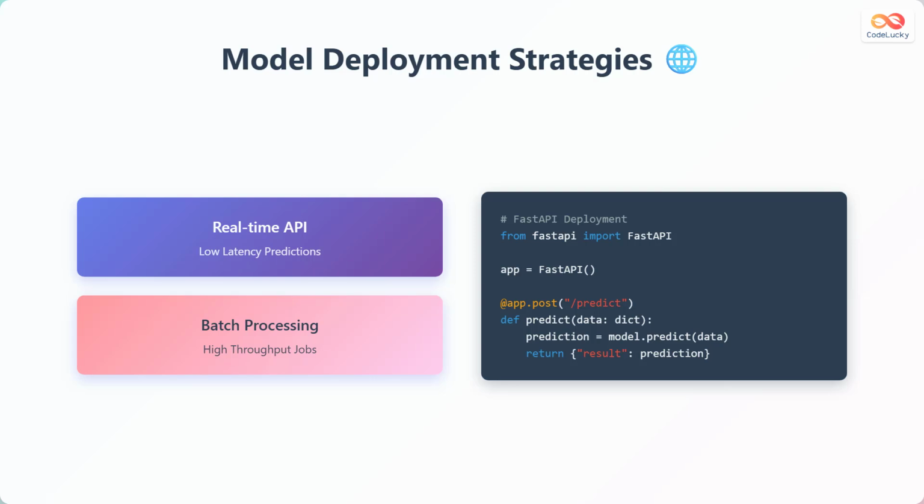Here's an example of a FastAPI deployment. We start by importing FastAPI. We create an instance of FastAPI called app. We define a predict endpoint using the app.post decorator. The predict function takes data as input, makes a prediction using the model, and returns the result.